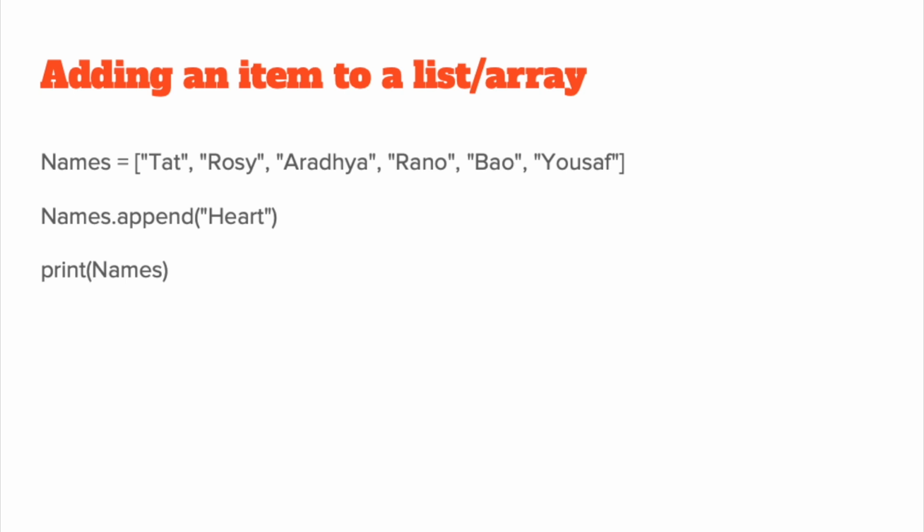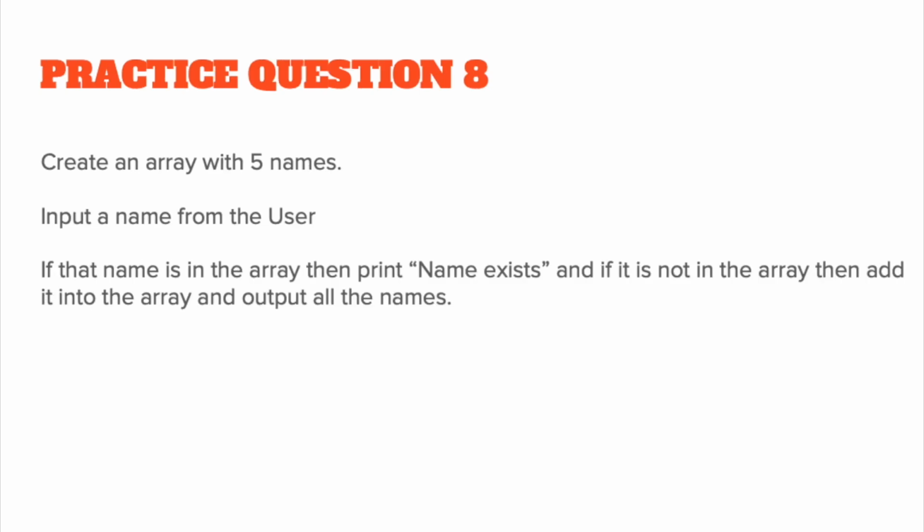Again, you can test this code in Python, or you can try practice question 8, where you have to create an array with 5 names and input a name from the user. If that name is in the array, then you need to print out "name exists". And if it is not in the array, then you need to add it into the array and output all the names at the end. Okay, so this one is going to test your ability to use selections and your ability to use append. Pause the video, have a go at coding it, and then continue to check the solution.